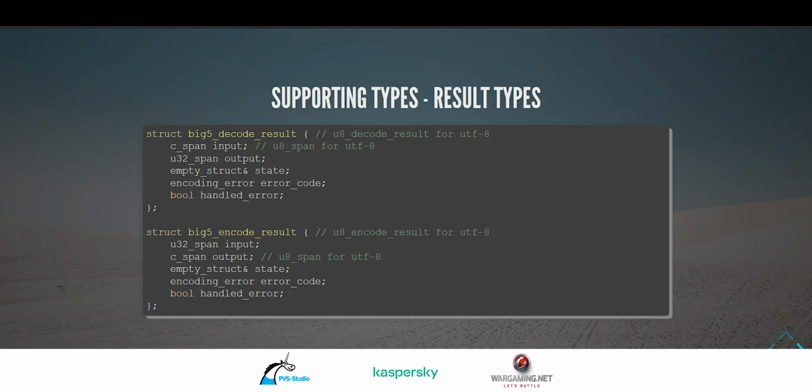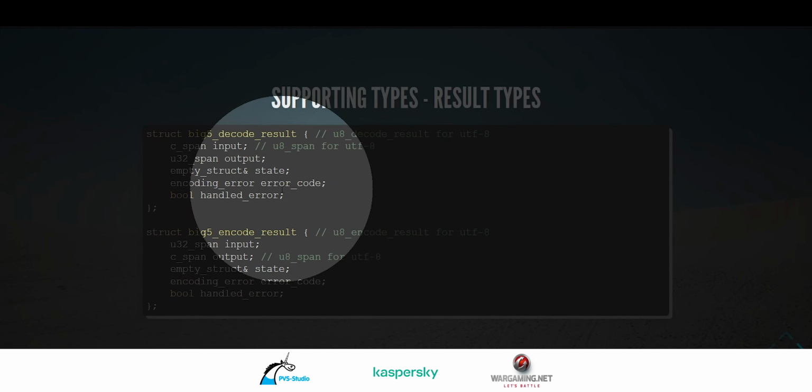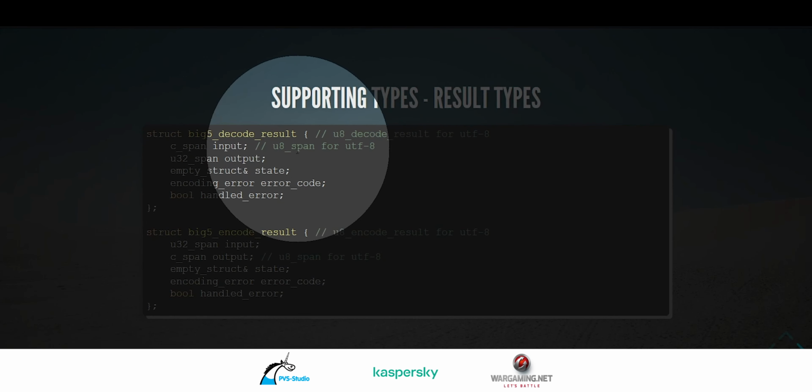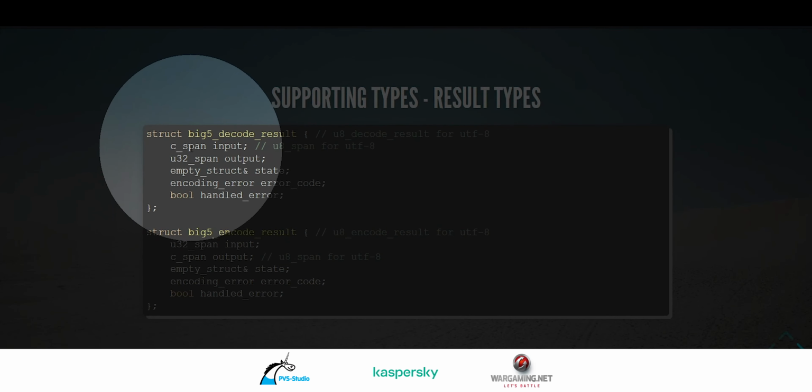And then we have an encode result, which is literally exactly the same thing, except the input and the output are reversed. So we're taking an input of code points, which in this case is a U32 span, a span of char32_t. And then we have an output of C-span, which is the output of the bytes we want for our encode operation. So we go from code points to our chars, to our code units. And as you can see in this little note here, it's really the same for a U8 decode result if we were to do it for UTF-8, except that instead of C-span, we'd use a U8 span.